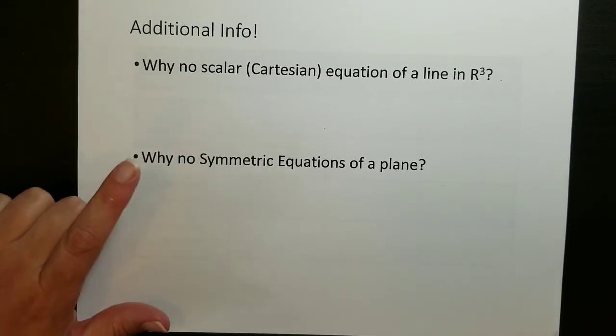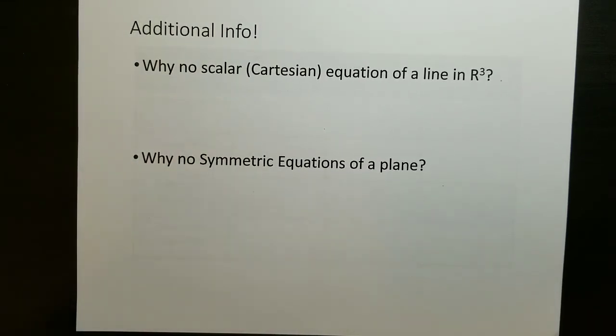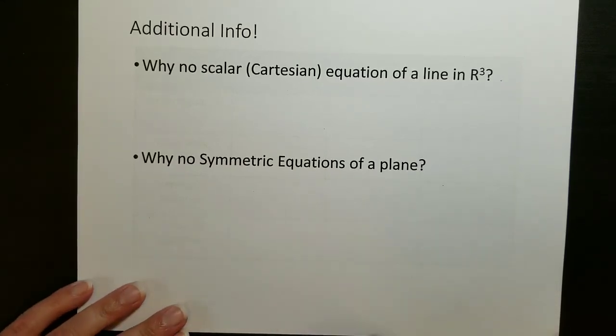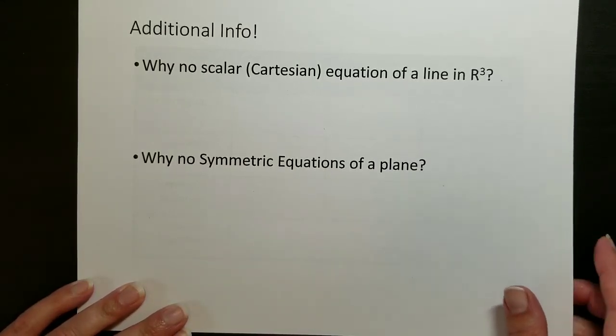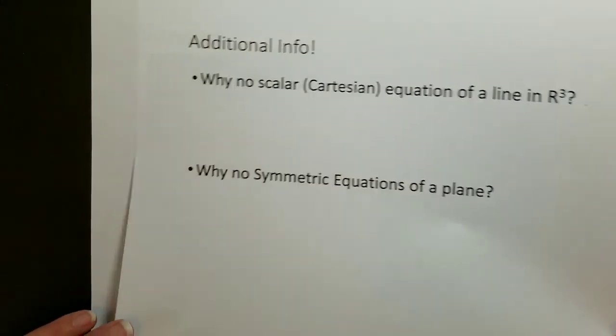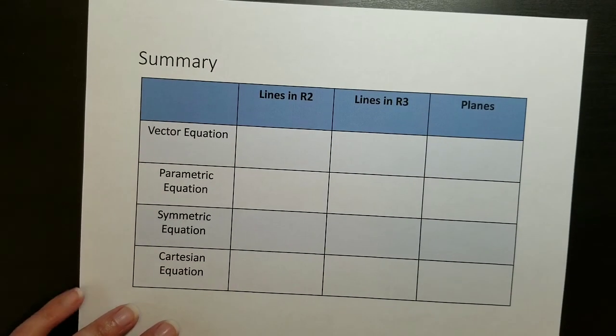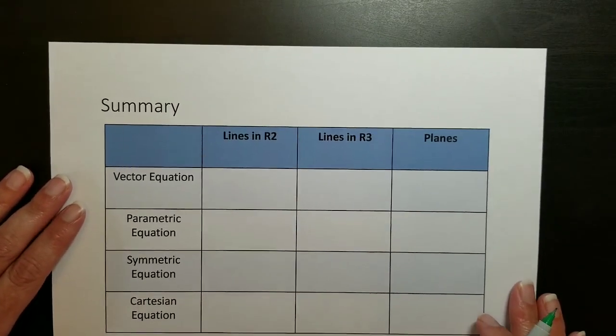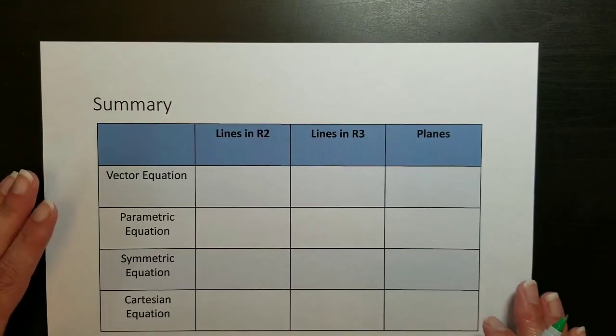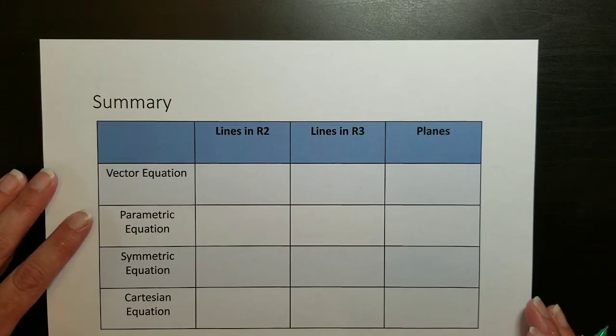The other thing is, why aren't there symmetric equations of a plane? That's because when we looked at the vector and parametric, and particularly the parametric equations of the plane, they have two parameters, an s and a t, so we couldn't solve for one of those and isolate it. That was discussed a little bit in the video for day 3, I believe. So this is a summary, and sometimes people lose track of which things they are able to find.